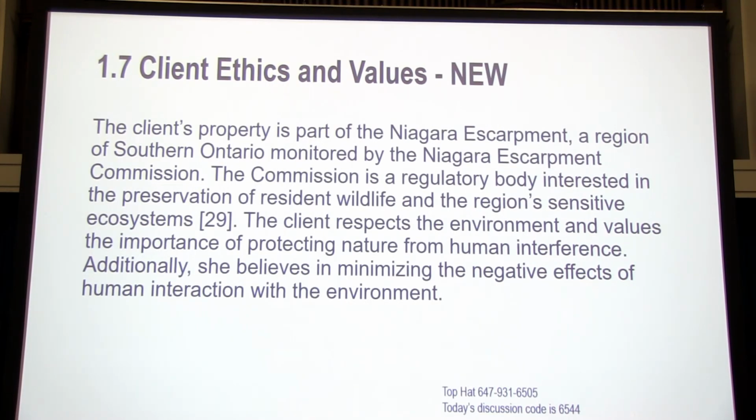Students ask, how do we find out the client's ethics and values? Obviously, when you go into the client meeting, you can't just say to the client, what are your values? It's not a rude question, it's just a huge question, or a huge question, depending on who you are. And it's too difficult to answer.